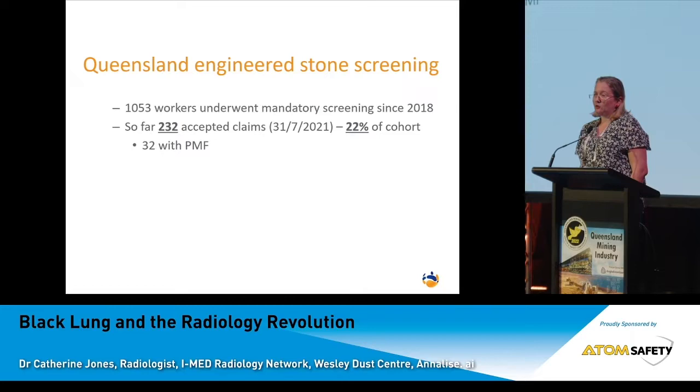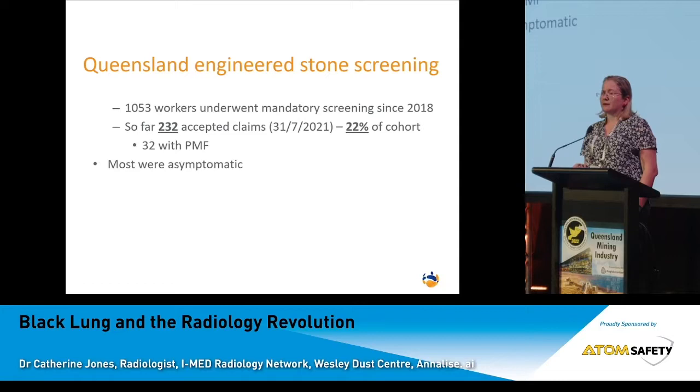Now, there's been a whole heap of work done in all the different dust spaces here in Queensland. In engineered stone screening, for example, we had over 1,000 workers undergo mandatory screening. And as of July last year, I mean, that's a year old now, this data, that's 22% of that cohort had an accepted claim for lung injury related to their artificial stone exposure. Quite a few of them had really severe disease with the scarring or progressive massive fibrosis. Most of them, however, claimed to be asymptomatic.